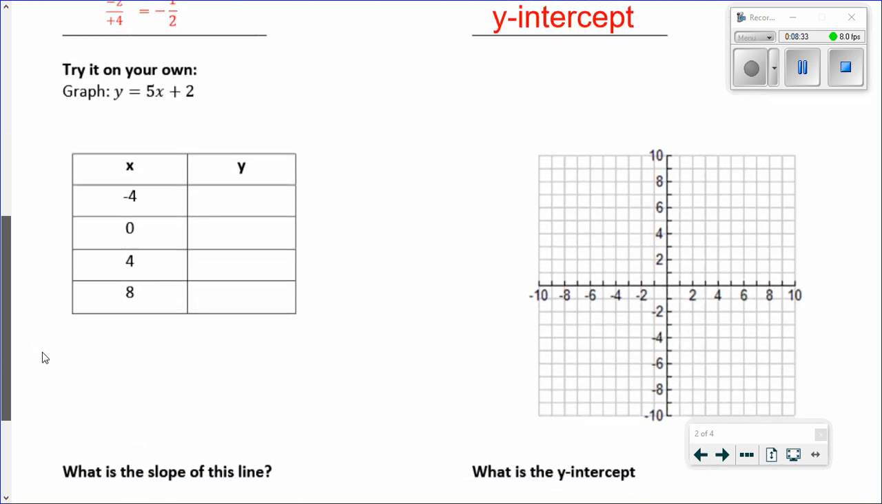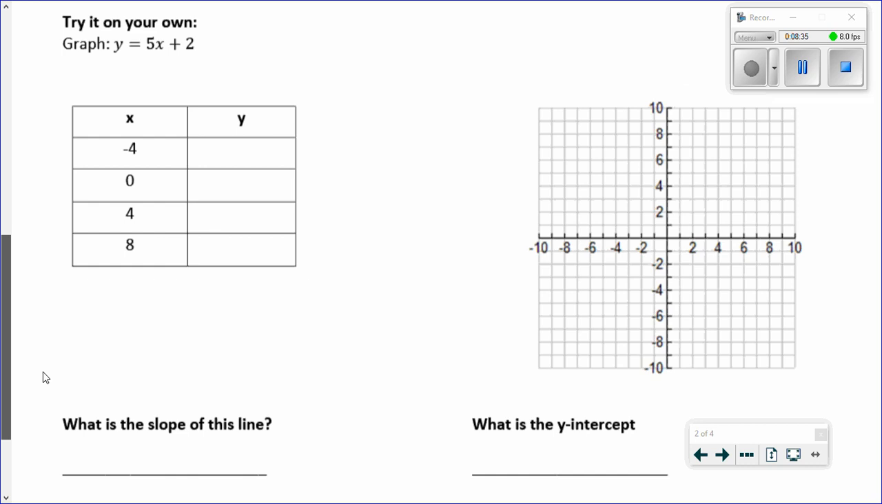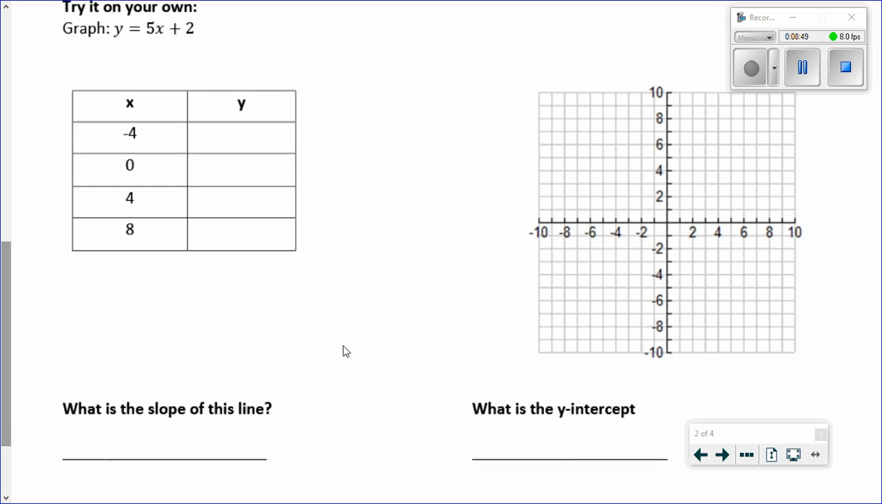Alright, so now you guys have an equation. You're going to go ahead and try to graph the whole thing and see if you can find what the slope and the y-intercept is. Okay? Go ahead and give that a try. Here's your hint. You might be able to fill in these answers before you do any of the work. Okay? That's my one and only hint for you. So give this one a try.